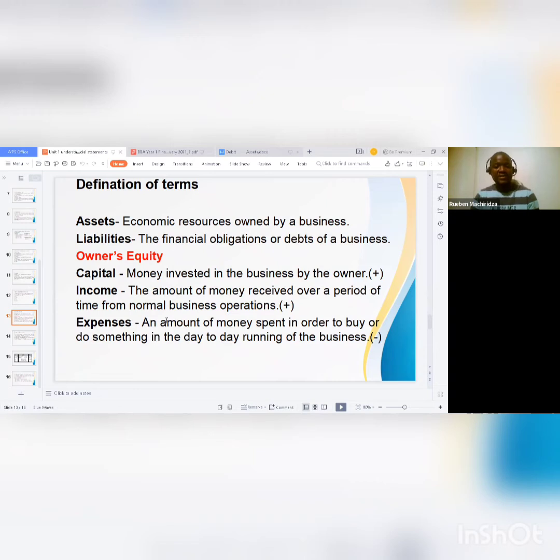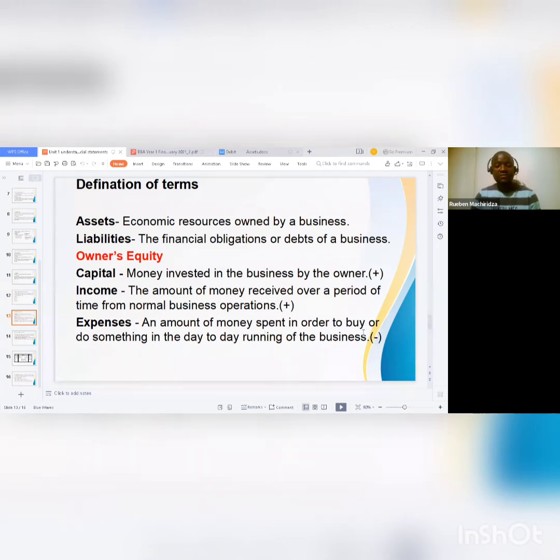So the expenses is an amount of money spent in order to buy or do something in the day-to-day running of the business. As we conduct our business operations, we have to incur certain expenditure, certain expenses such as salaries to employees. We need to pay employees to be able to work. Expenses such as advertising, we need to advertise so that people know of our business. There are depreciation expenses. We'll be talking about this later.